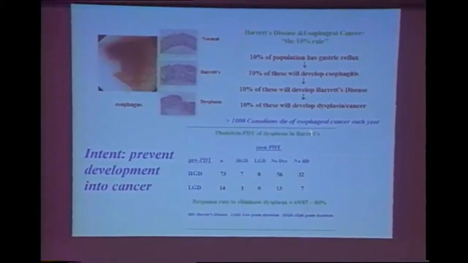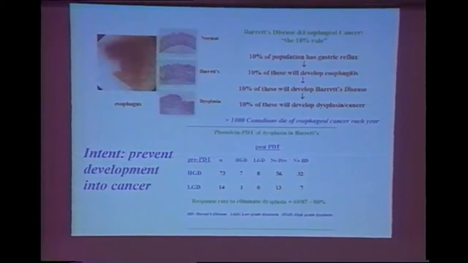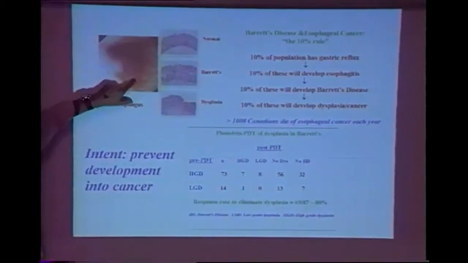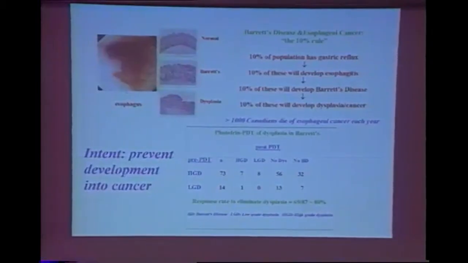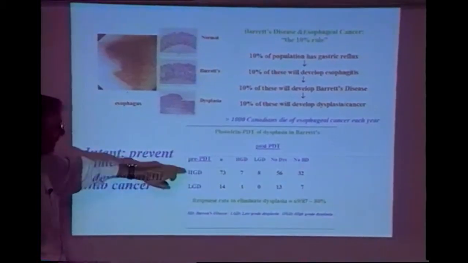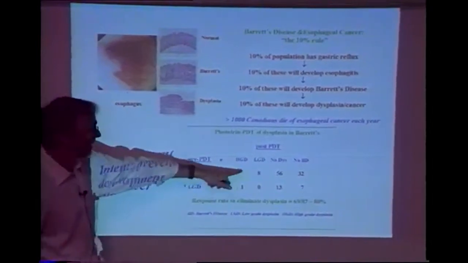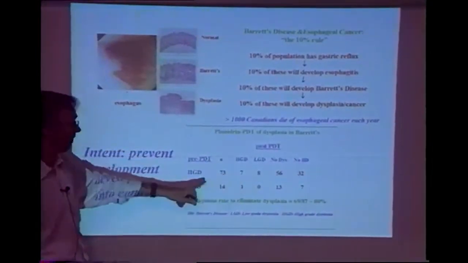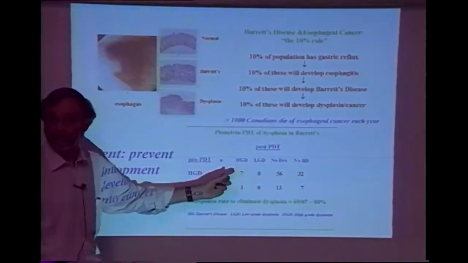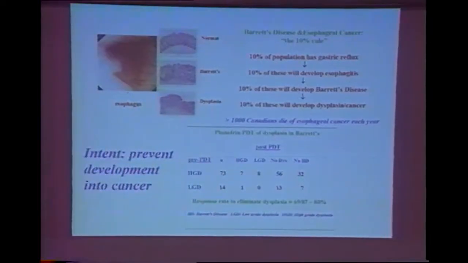This is a study published on the basis for last year's approval of PDT for this condition. These are patients with dysplasia, in other words, regions of pre-malignancy within the esophagus. You see that, for instance, before PDT, 73 patients had high-grade dysplasia, and after PDT, there were only 7 with high-grade dysplasia, and 56 of the patients had no dysplasia. So it's pretty good results. This is now the basis for approval of this treatment in the US and Canada, and I'm not sure where else.